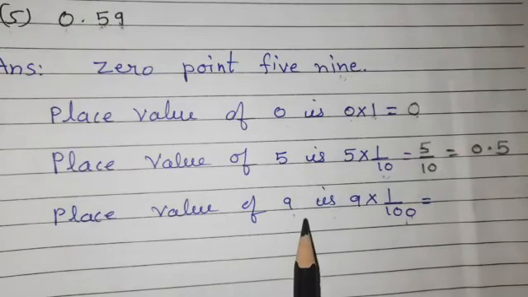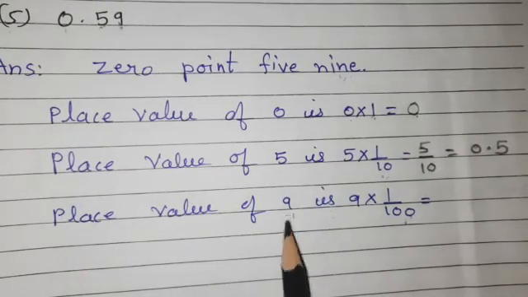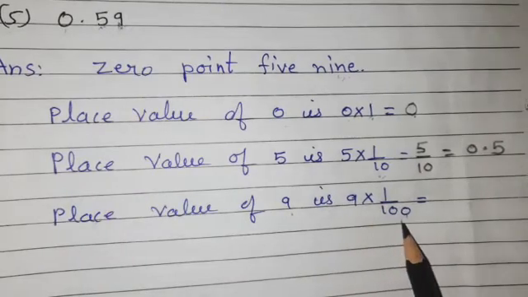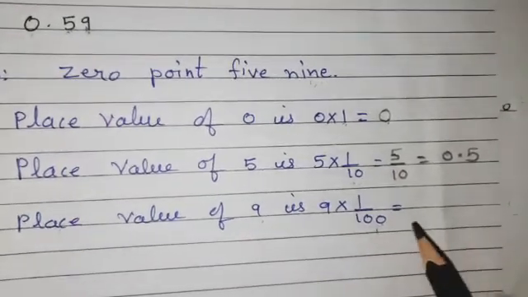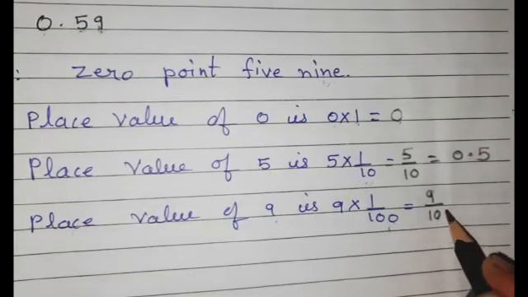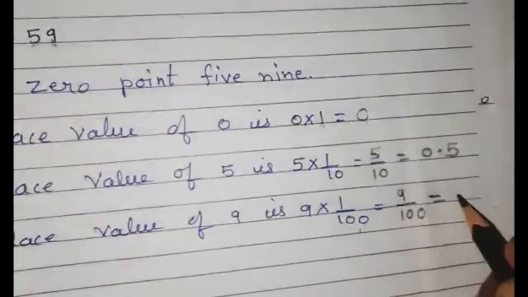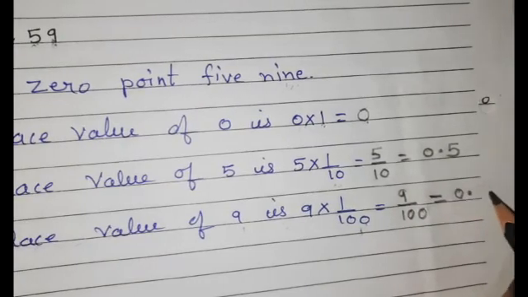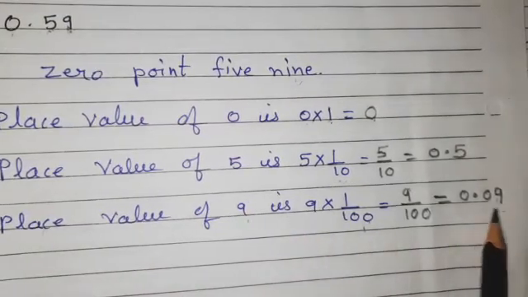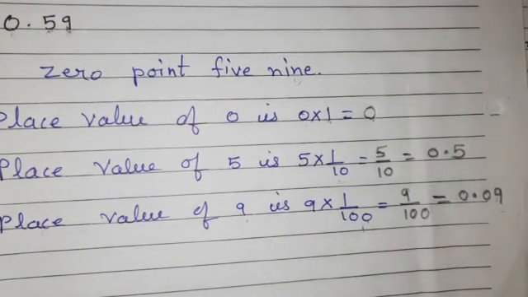Now the place value of 9. And 9 is at hundredths place. So 9 multiplied by 1 upon 100, and 9 multiplied by 1 upon 100 is equal to 9 upon 100, and 9 upon 100 is written as 0.09. So the place value of 9 is 0.09.